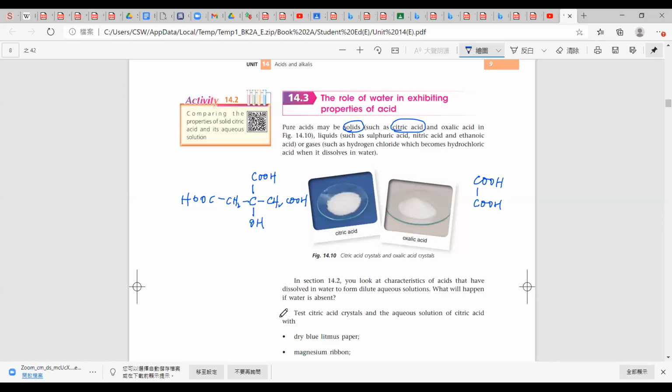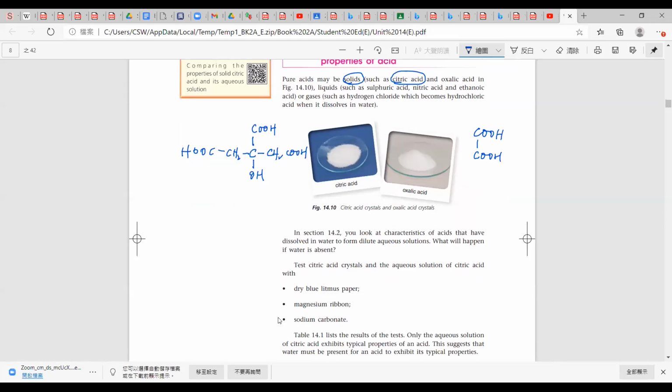One is testing with the dry blue litmus paper, and the other one with magnesium ribbon. You are going to test the citric acid crystals in the form of solid, and compare it against the aqueous solution. Okay, we have got 2 cases. So what is the conclusion? For the solid, when I put it on the dry blue litmus paper, there is no colour change, but for the aqueous solution, the colour changes from blue to red. And for magnesium ribbon, with the solid, no observable change.